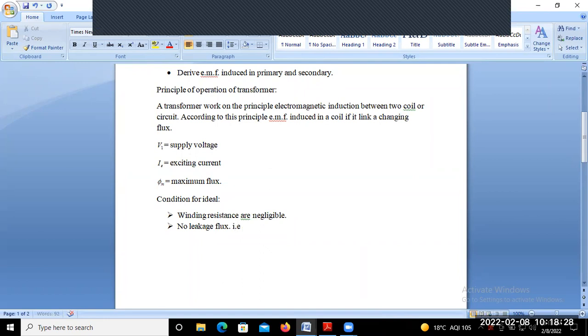That means all the flux set up by the primary coil links the secondary coil.